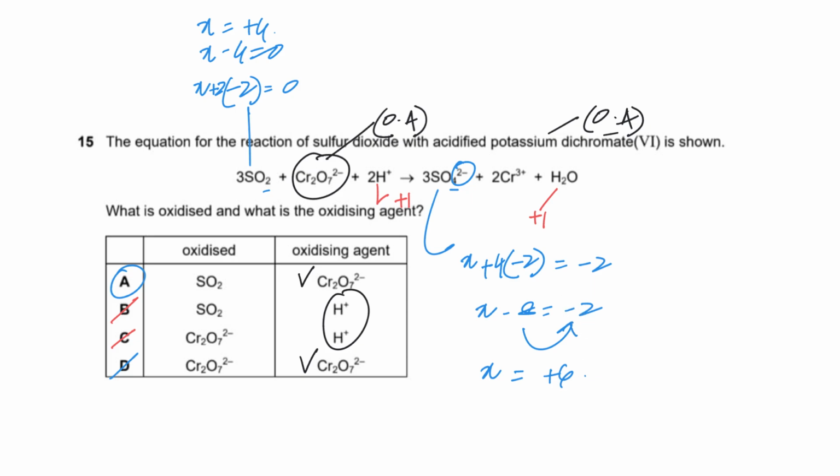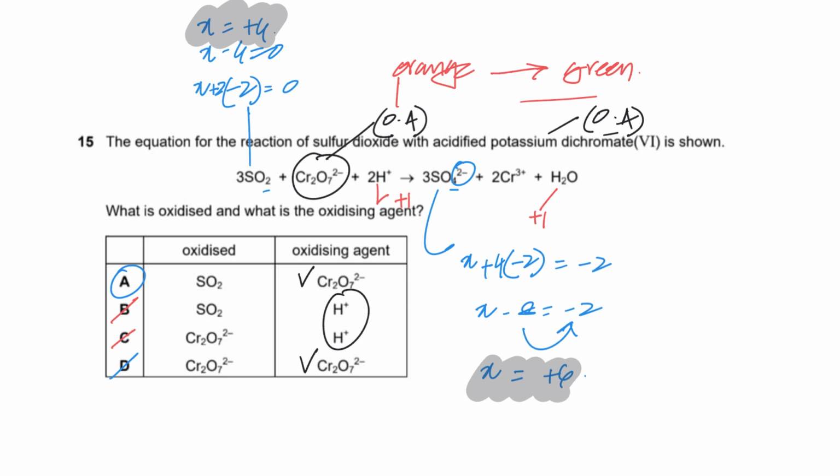So what is happening to sulfur dioxide? Sulfur dioxide is being oxidized because the oxidation state of sulfur in SO2 goes from +4 to +6 in SO4 2-. So SO2 is oxidized, and the oxidizing agent is potassium dichromate. So even if you did not know that potassium dichromate is an oxidizing agent, and what is the color change? The color change is obviously from orange to green. So it's going to go from orange to green. So even if you did not know this stuff, you guys could have safely solved this MCQ.